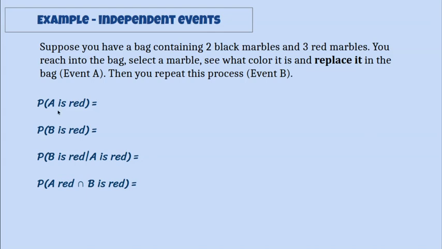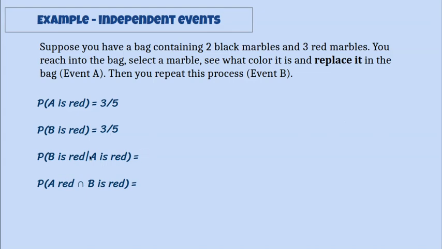The probability that A is red, we can examine the simple probabilities because they're independent events. That's 3 out of 5, so 3 marbles out of 5 total marbles. And that's the probability that you pull a red marble first. So you put that back. And then you can find the simple probability that B is red, which is 3 out of 5, because you put the marble back in.